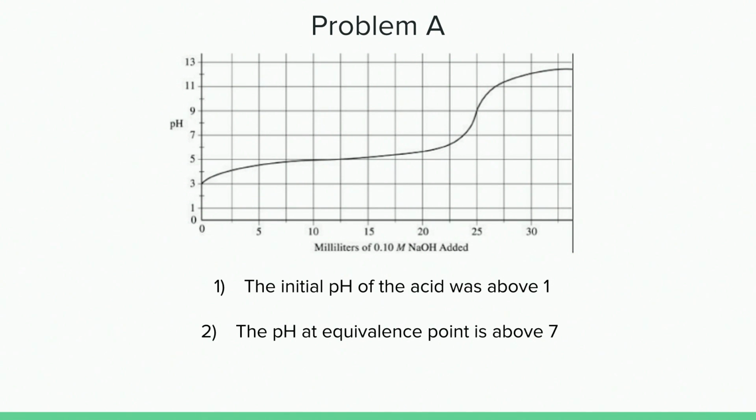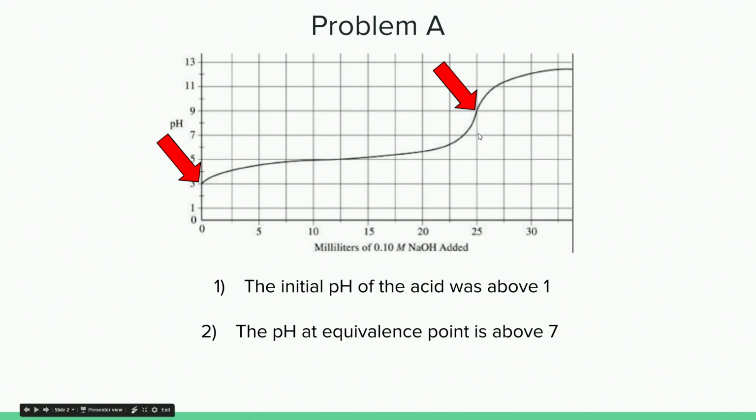Question A asks us to describe two features of the graph above that identify HA as a weak acid. As you can see, I transferred the graph from the problem onto the screen. At first, you can see that the pH of the solution is not at 1, it is in fact at 3. So it is a weaker acid. And the pH at equivalence point is above 7. It's around 9, which is basic.